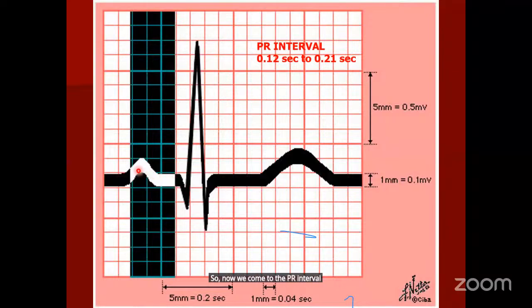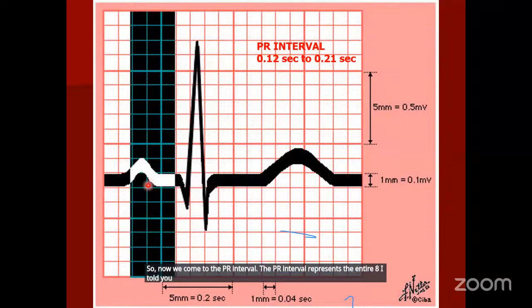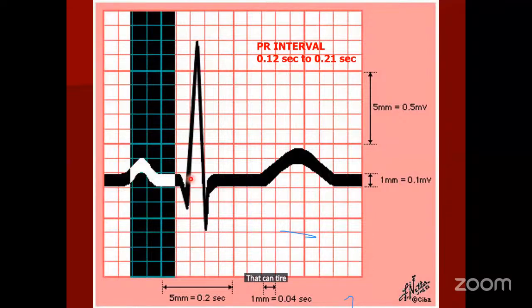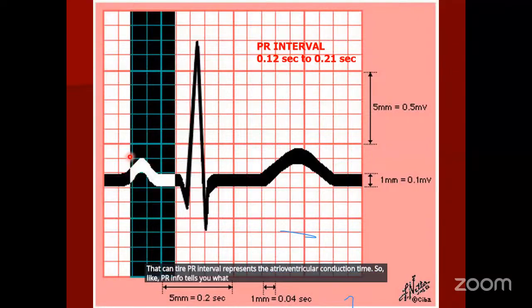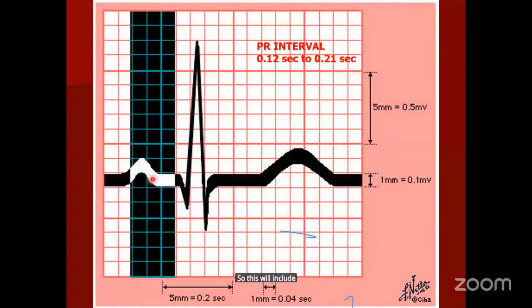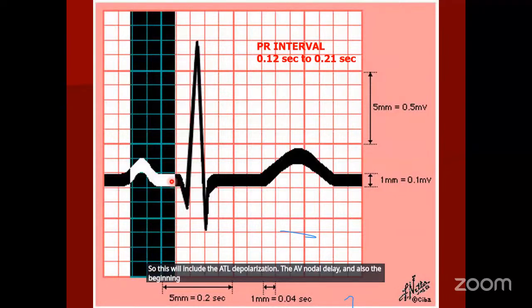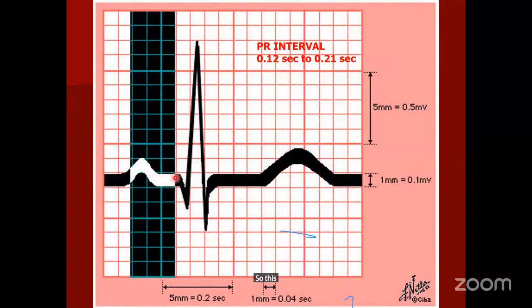I told you in the first lecture that the entire PR interval represents the atrioventricular conduction time. So the PR interval tells you the time taken for my sinus impulse ultimately to reach the ventricular muscle cell. This includes the atrial depolarization, AV nodal delay, and also the beginning of the ventricular depolarization. So this is the PR interval.